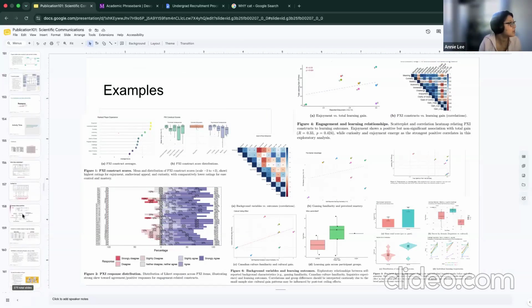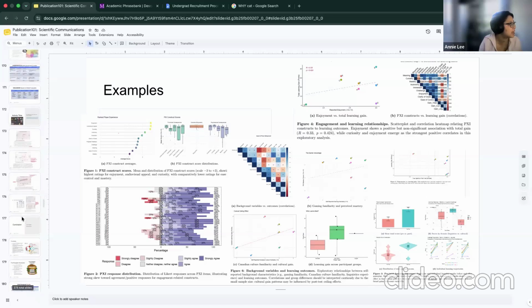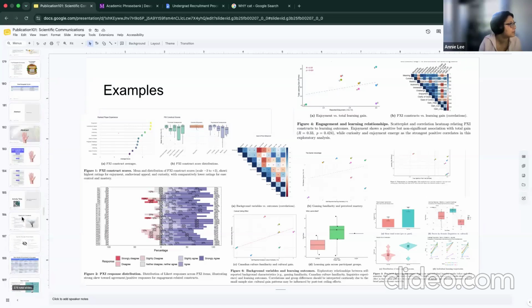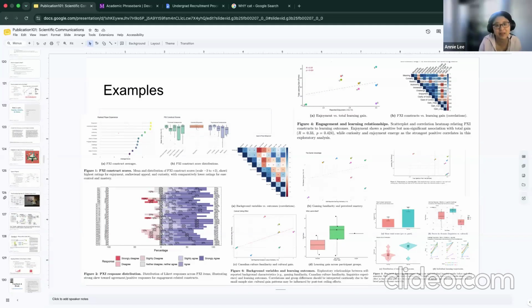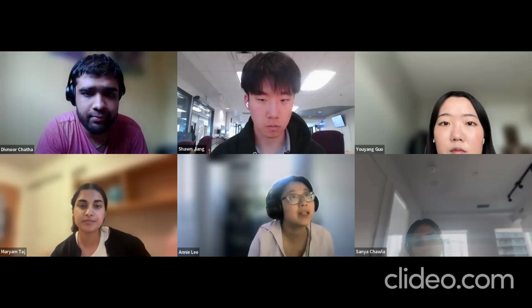Okay, so next week we'll talk a little bit about some of these graphs, and then we'll go back and talk about the methodology. I think methodology is the easiest thing, so we can talk about that next week.